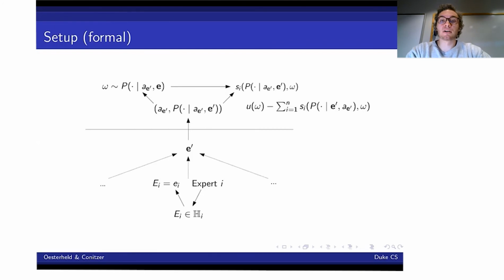Okay, now the payoff to the principal is the utility of the outcome obtained minus the payoff that they have to give to the experts. So, for example, if they give 30% of the company to the experts, then they can't keep that money for themselves, of course. And the experts' utility is the score that they receive. So, for example, the share in the startup they get, minus the cost that they had to pay for the evidence that they obtained.